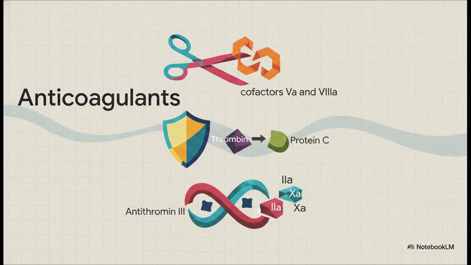Thrombin actually binds to thrombomodulin on intact endothelium to activate protein C. Then, using protein S as a cofactor, this activated protein C shuts down thrombin generation by cleaving factors Va and VIIIa. Remember your exam pearl here. Antithrombin III goes after factors IIa and Xa, but activated protein C selectively targets Va and VIIIa.